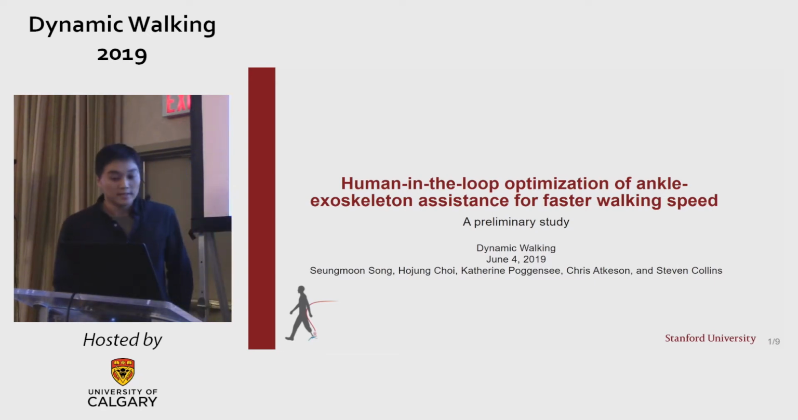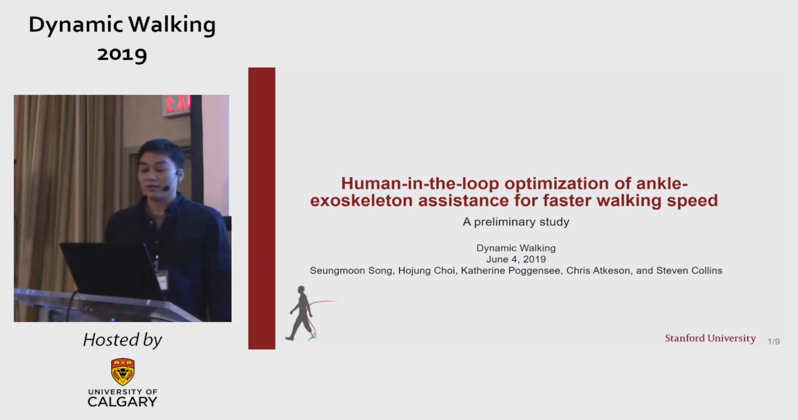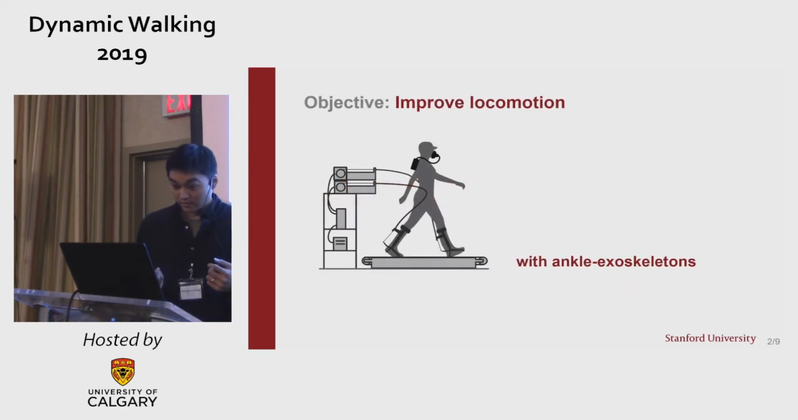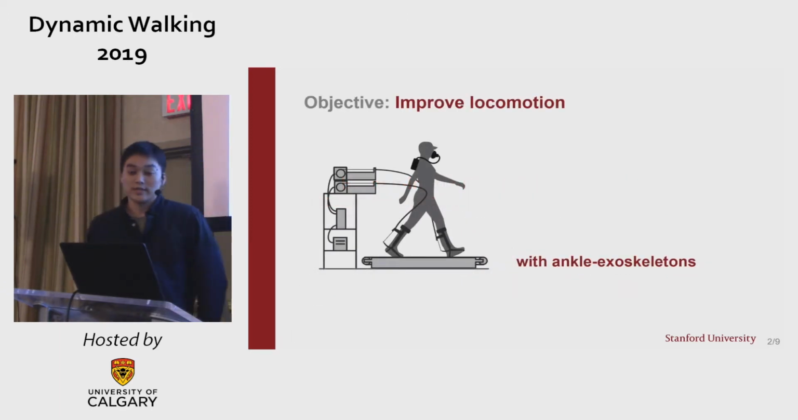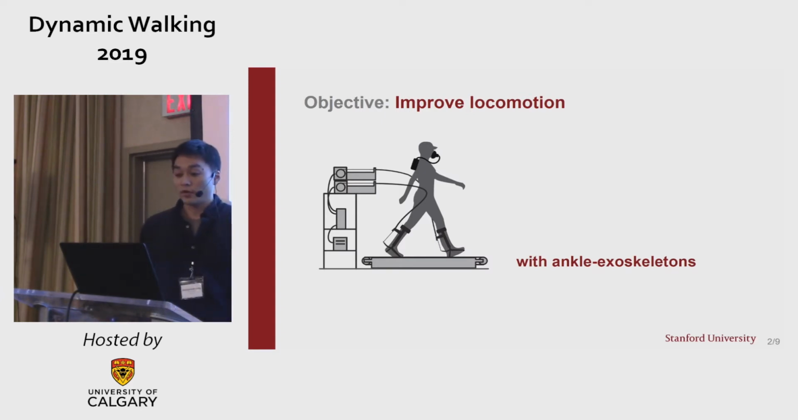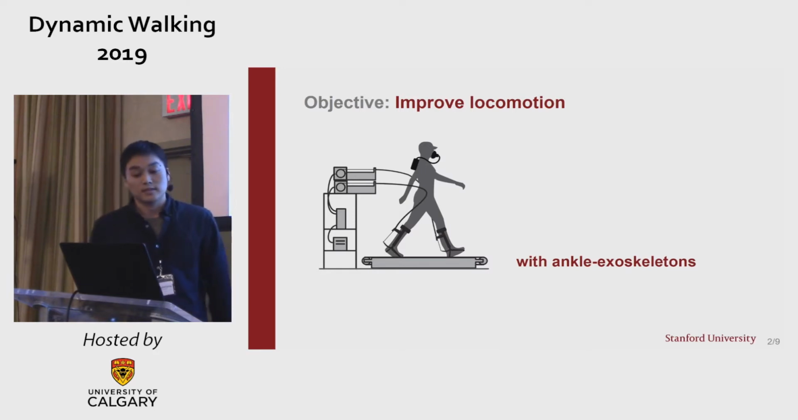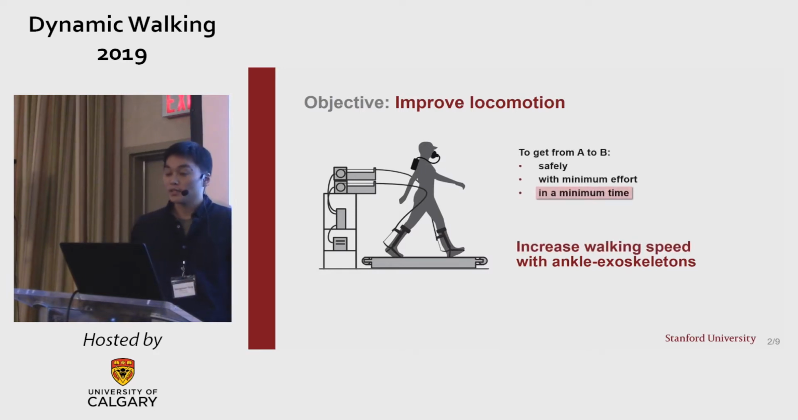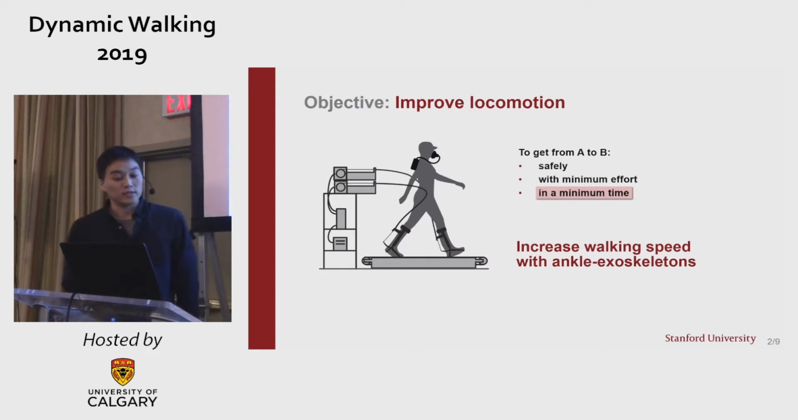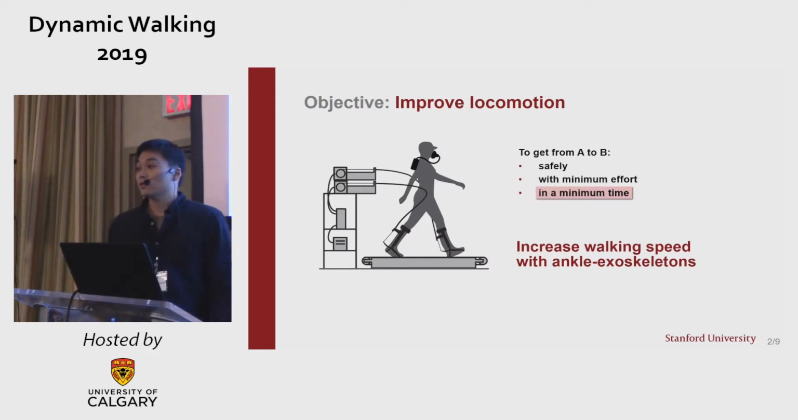I'm a postdoc with Steve Collins, and this is another talk on human-in-the-loop optimization, but it'll be on increasing walking speed. So, as many of you here, our goal is to improve locomotion performance with assisted devices, in this case, with ankle exoskeletons. There are different performance measurements in locomotion, and the goal of this project is to increase walking speed, which can be especially helpful to people with gait pathology, such as chronic stroke.